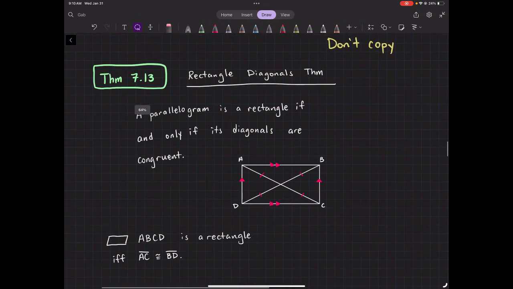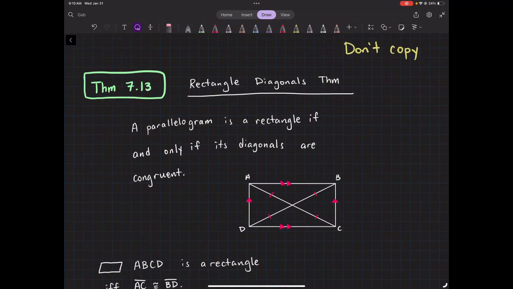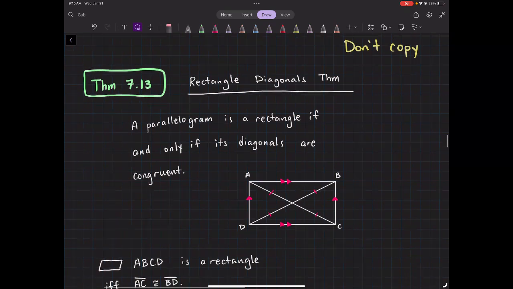So this is one of the theorems that I did write down because I wanted everybody to look at it for problems. But don't copy it down. You have it in your theorem sheet. It should be at the bottom of the sheet that we are currently on, about page 5, the second to last page.